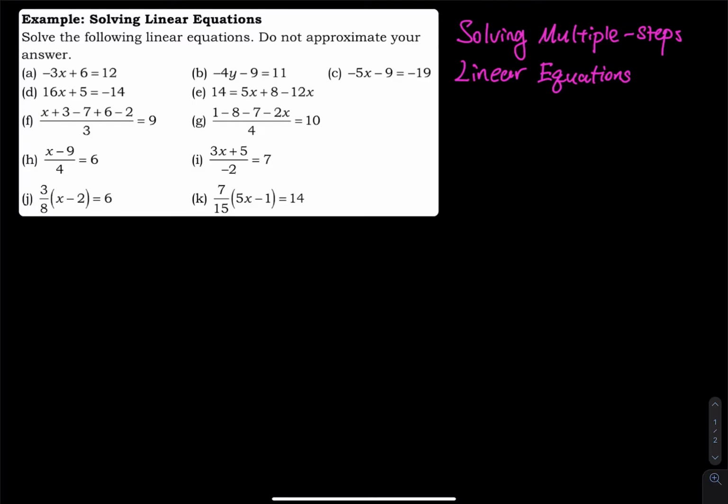Each of these linear equations takes multiple steps to solve. Let's take a look at the first one. A, we have negative 3x plus 6 equals 12. So the strategy is, first I want to get rid of the constants.